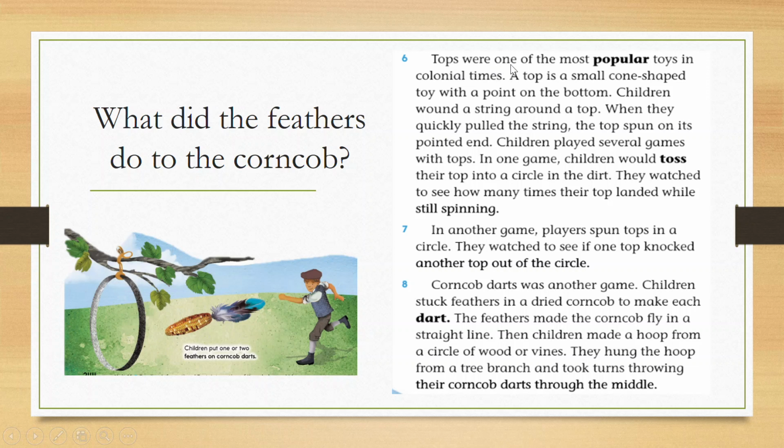Tops were one of the most popular toys in colonial times. A top is a small cone toy with a point on the bottom. Children would wind a string around a top. When they quickly pulled the string, the top spun on its pointed end.